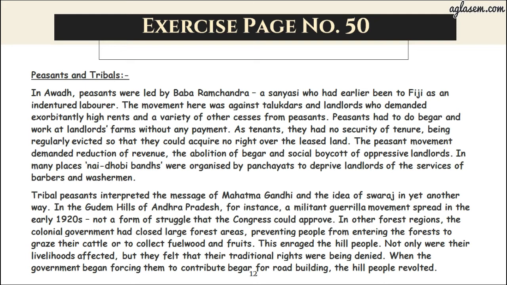Not a formal struggle that the Congress could approve. In other forest regions, the colonial government had closed large forest areas, preventing people from entering the forest to graze their cattle, to collect fuel wood and fruits. This enraged the hill people. Not only were their livelihoods affected, but they felt that their traditional rights were being denied.